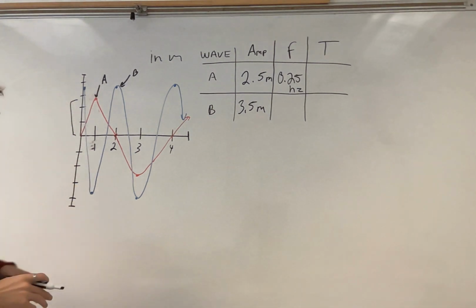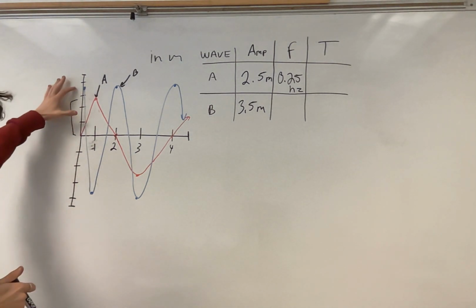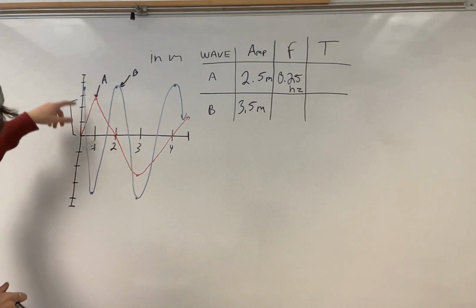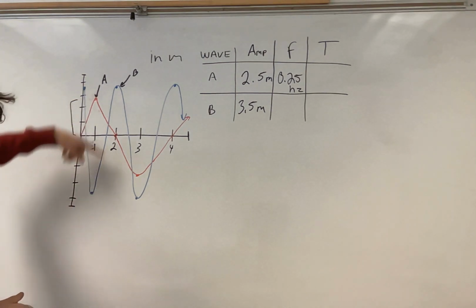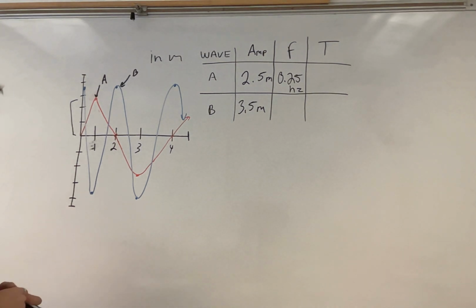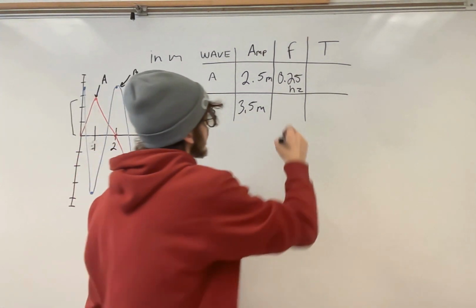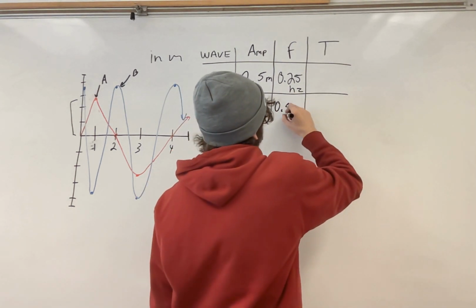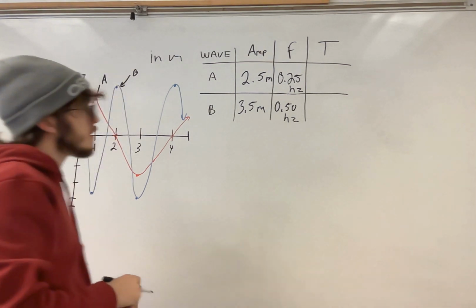Now, for the blue wave, how far do we move in 1 second? Well, we go all the way from a peak all the way down to a bottoming out. And to get back to here, we just need to go another second. So in 1 second, we complete half of a wave oscillation. Therefore, the frequency, or the amount of oscillations per second, is a half, which is 0.5 hertz.